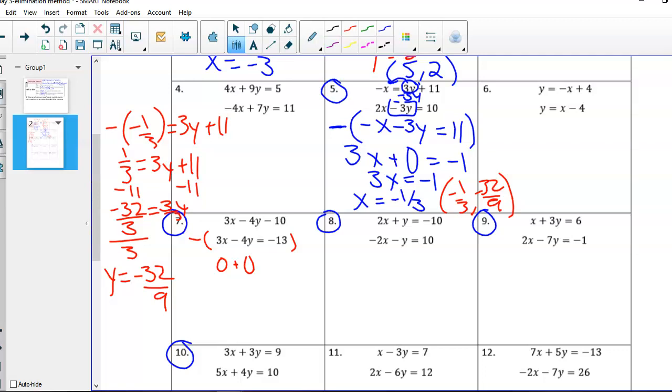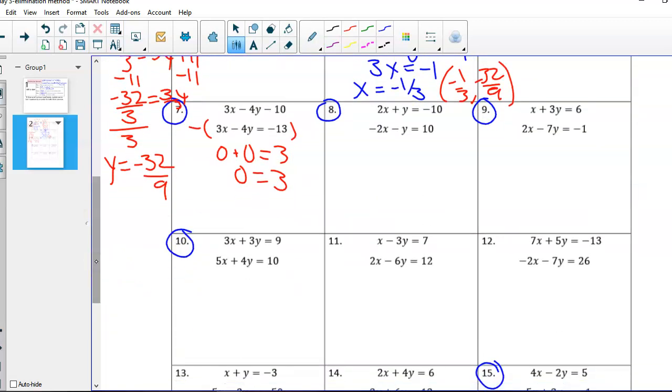Negative 10 minus negative 13. So you're adding 13. So it's just 13. What does this mean? It means 0 equals 3. What does that mean? It means there's no answer. Not necessarily. Neither of those answers is correct. It's no solution. Does 0 ever equal 3? No.